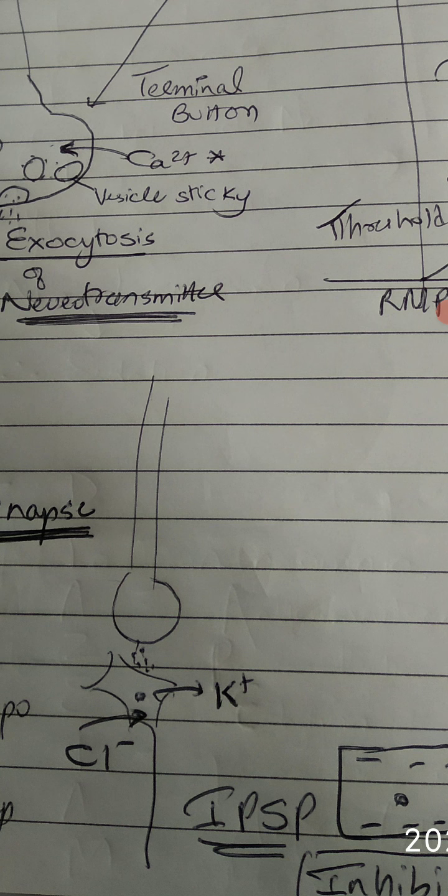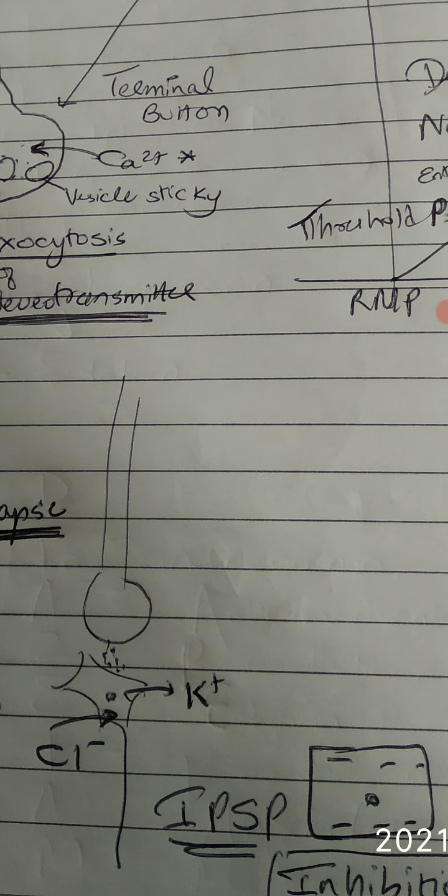When the chloride channel opens up, the chloride ion enters the neuron. When negative charge enters the neuron, again the inside of the cell is negative when compared to the outside. That is hyperpolarization, or inhibition of the postsynaptic neuron. So this is called IPSP, inhibitory postsynaptic potential.